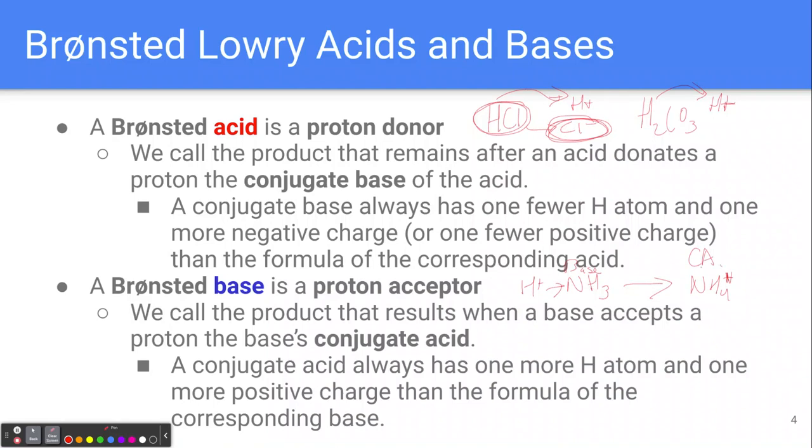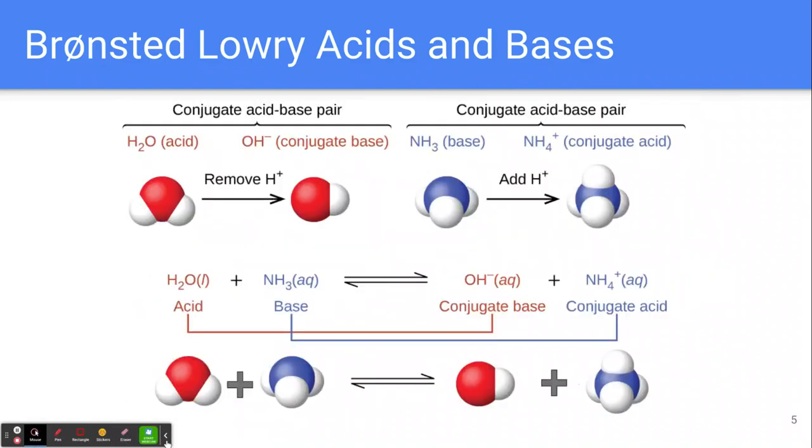Okay, so again, up here, your acid was your HCl, and your conjugate base was our chloride ion. And then down here, the base would be our NH3. When we add that proton, it now turns into NH4 positive. So that's our conjugate acid. Now again, a conjugate base is going to have one less hydrogen than the original, and it's going to have a more negative charge. And if we think about bases and conjugate acids, your conjugate acid is going to have one more hydrogen atom, and it's going to have a more positive charge. So if we take a look at some examples here, we've got water turning into hydroxide.